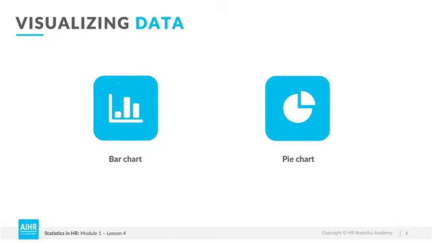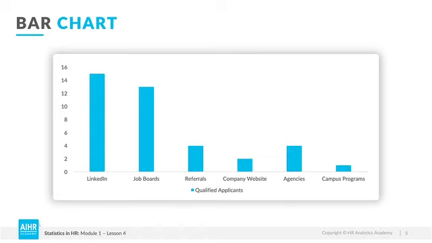There are dozens of ways that you can use to visualize this type of categorical data, but to keep it simple, I'll start with the most used one: bar charts. A bar chart plots data using multiple bars to visualize the difference between categorical variables. On the x-axis, the horizontal axis, we can see the categorical variables: LinkedIn, job boards, referrals, company website, agencies, and campus programs. The y-axis, or vertical axis, shows the number of qualified applicants.